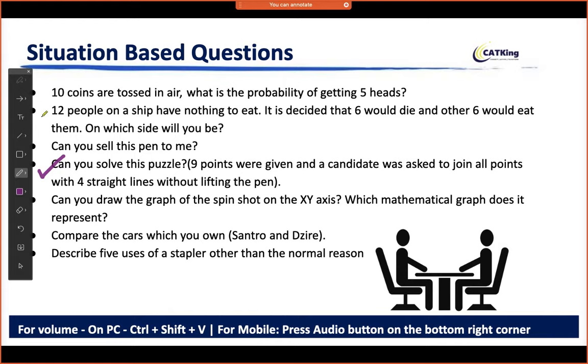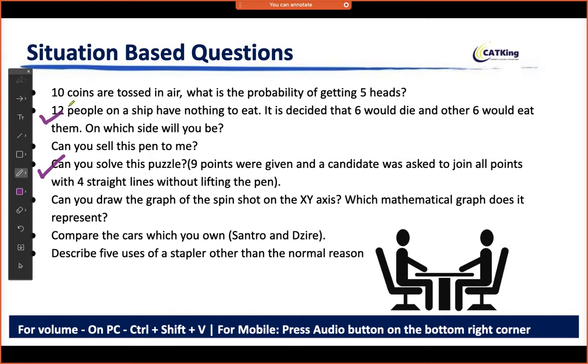12 people on a ship have nothing to eat. It is decided that 6 would die and 6 would eat. On which side will you be? So here I'm testing your presence of mind. Obviously, you're going to choose the side which is surviving, but you have to give me good reasons to survive. Good reasons, what can you bring to the table, right? Then I can cross question you, why not the other one? Why not give them a chance to live? So that is something which you have to keep in mind.